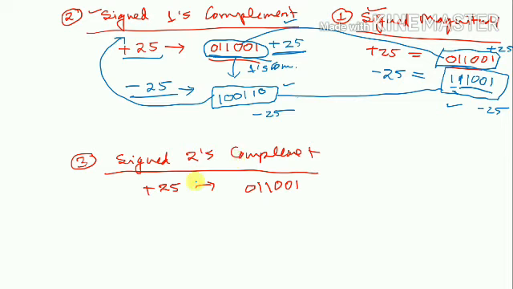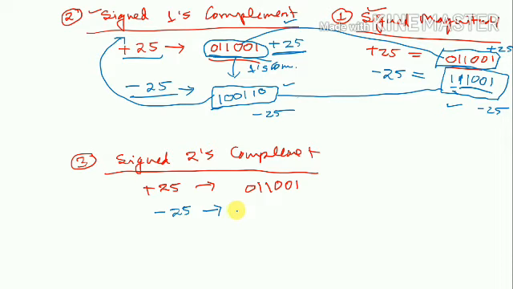Now how to make the sign 2's complement? Clear? 2's complement will be the 1's complement, and then you have to add plus 1. So at first you will make the 1's complement of minus 25, and then you are going to make minus 25 in 2's complement representation.